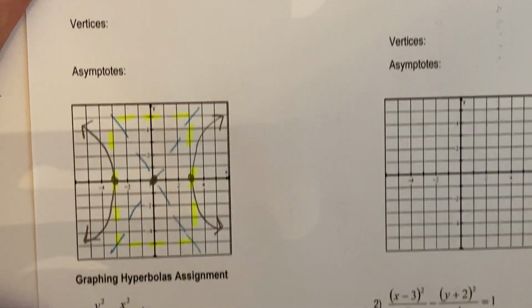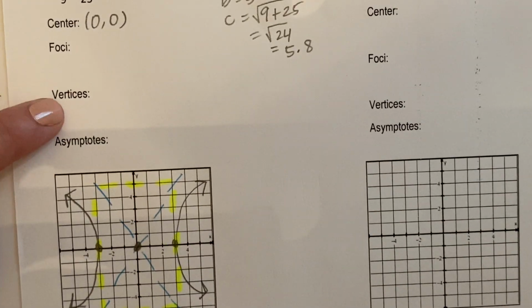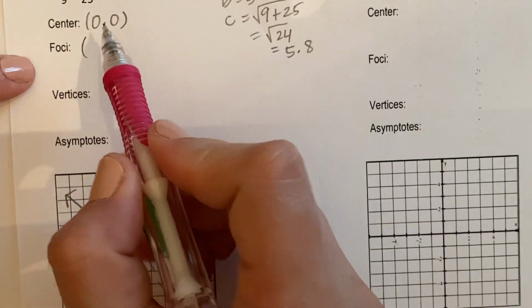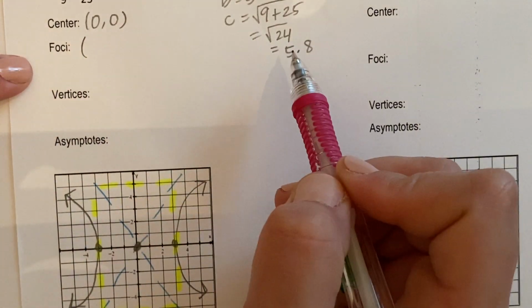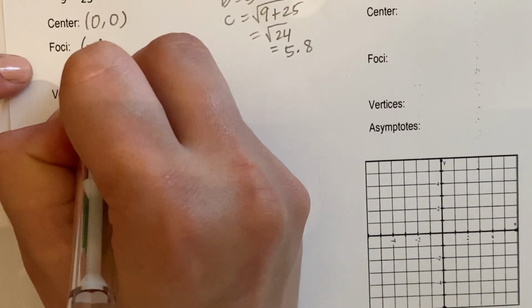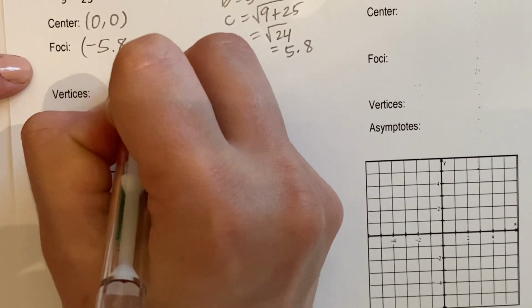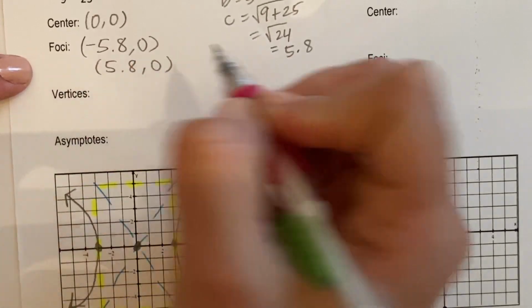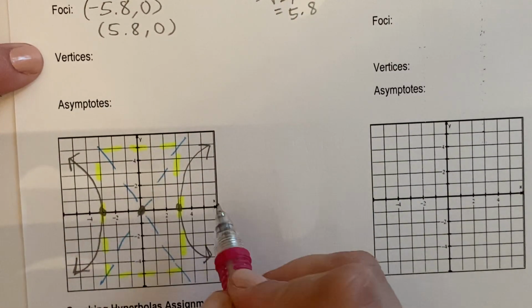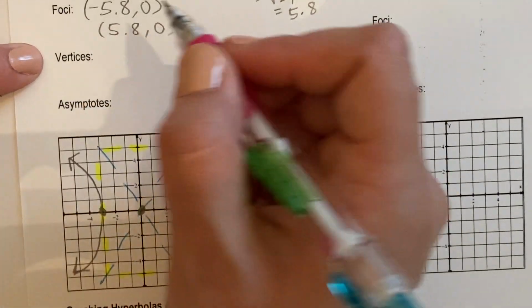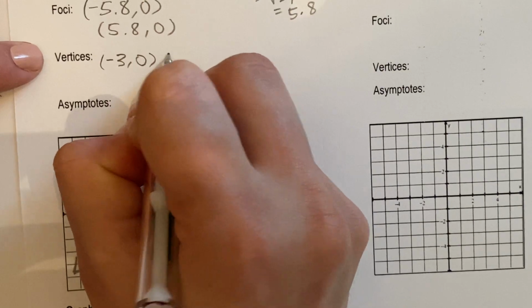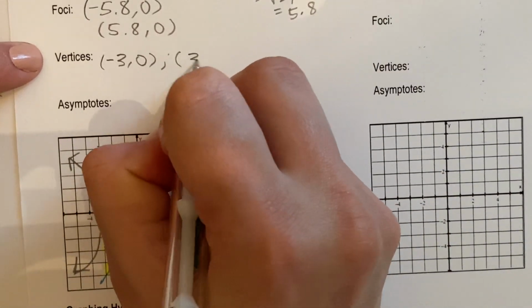Okay, now let's finish up these guys. Foci, so that's horizontal. I'm adding and subtracting to the x value, but that's just 0. So if I subtract, it's negative 5.8. If I add, it's 5.8. The vertices we plotted ourselves. Let's just figure out where that is. Negative 3 and 3.